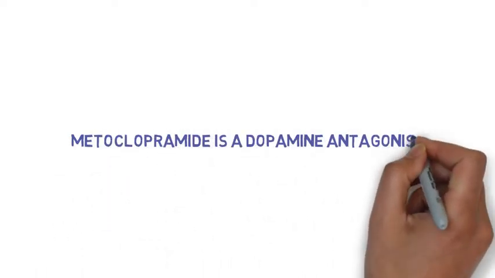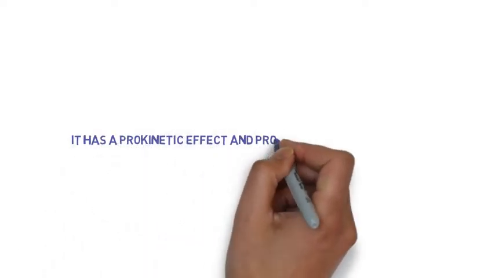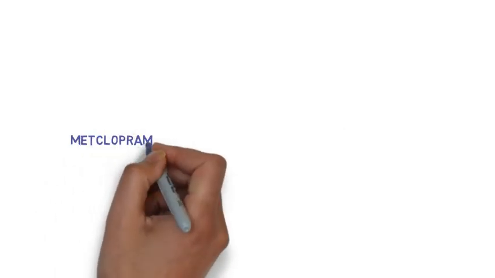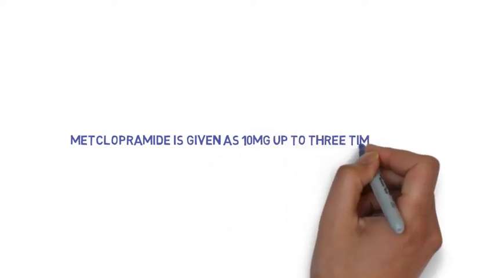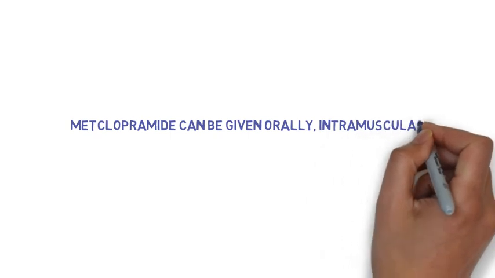Metoclopramide is a dopamine antagonist. It is another antiemetic that is frequently used on the wards. It has a prokinetic effect and promotes gastric emptying. Metoclopramide is given as 10 mg up to 3 times a day, and often antiemetics are in the PRN section of the drug chart, but in certain patients they may be placed in the regular section. Metoclopramide can be given orally, intramuscularly, and intravenously.